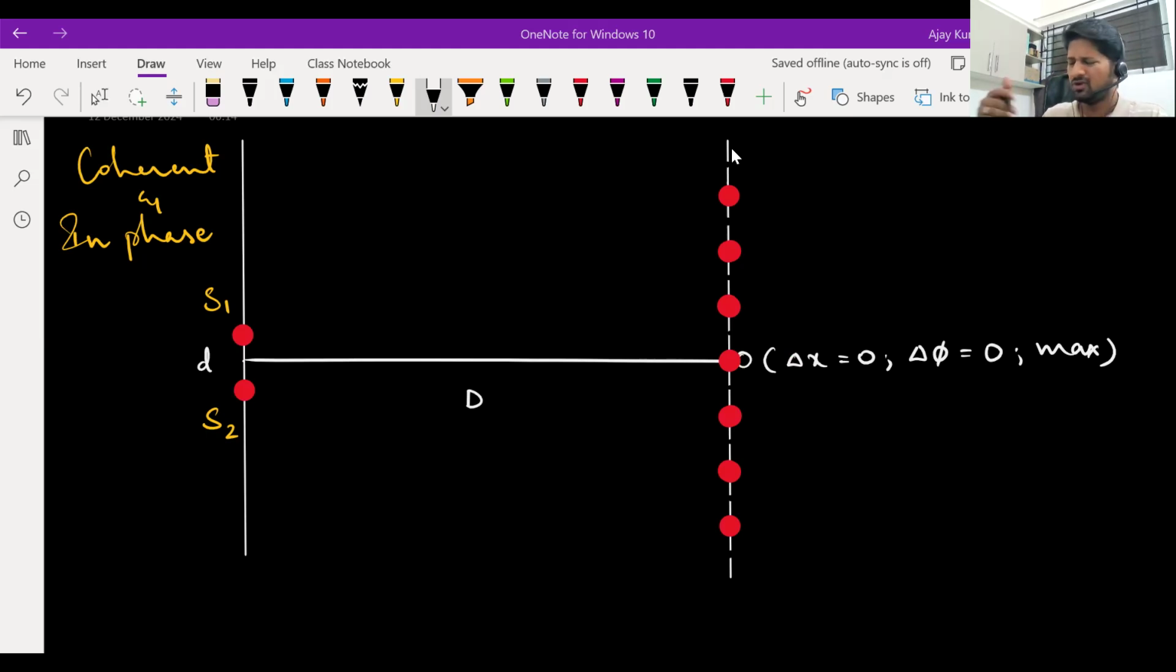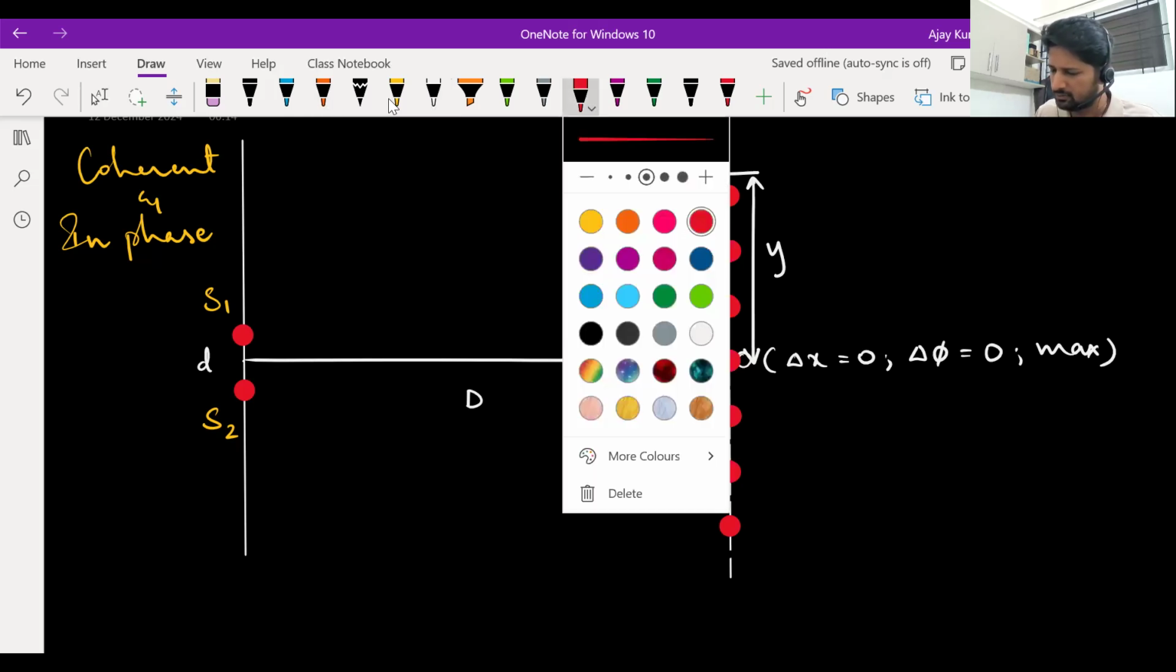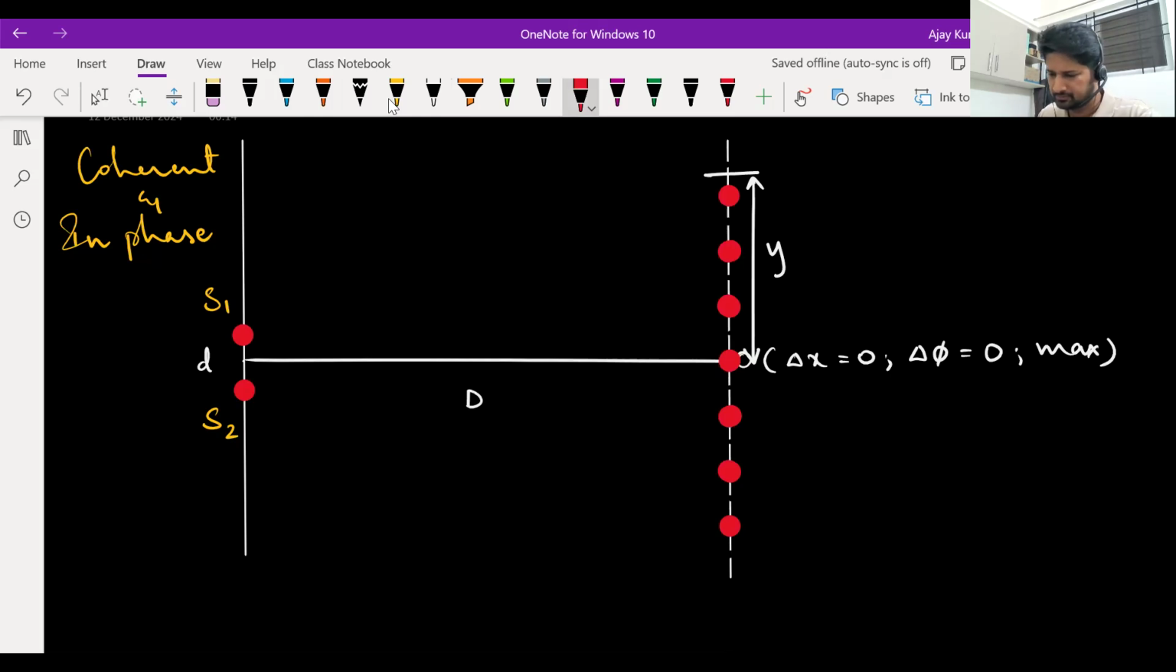Now, as you move away from O, alternately, you'll be getting dark and bright bands. Now, if you consider any position on the screen, let's say this one, from this perpendicular bisector of the sources to that point on the screen, let's say the distance is y, right? And two waves will be arriving at y, one wave from S1 and one wave from S2. Okay, y is a random point on the screen.